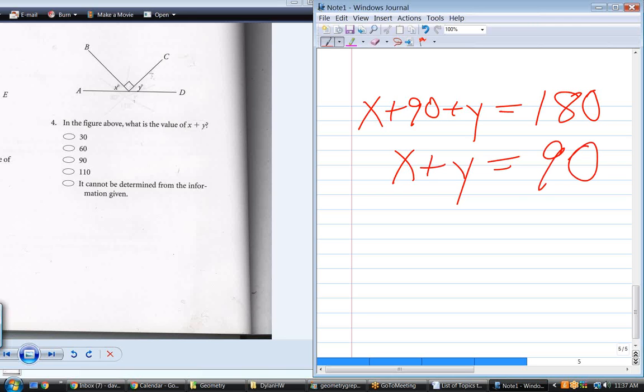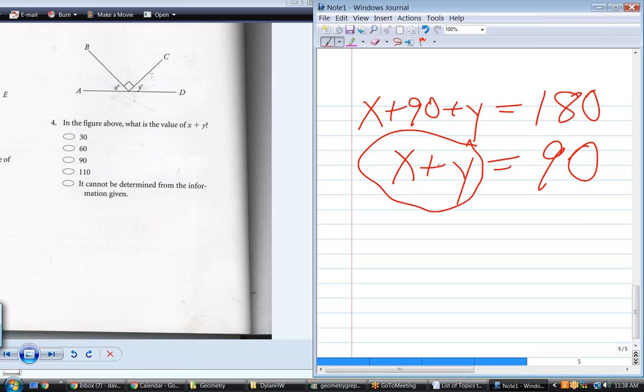They're not asking for what x is or what y equals. They're just asking for the sum. That's all they're asking, and that's the only thing we can figure out. If they were asking for x or y, the answer would be this: it cannot be determined from the information given.